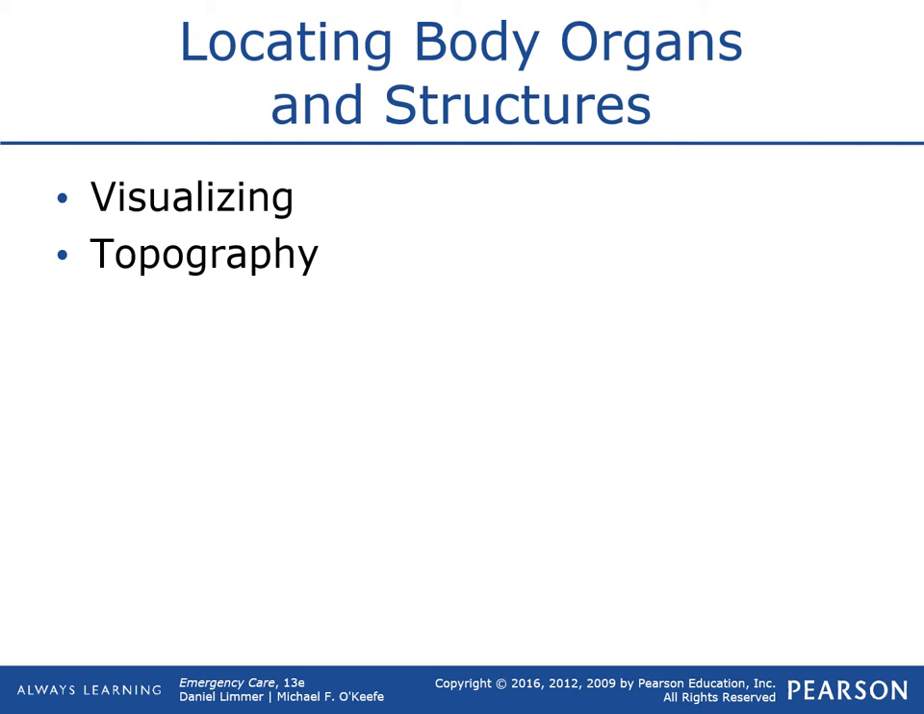And then topography is another way to identify things, which can come from feeling things. If you've ever gone to a doctor's office and they're just doing a checkup on you, a lot of times they'll feel your neck and they're feeling for lymph nodes there, and you feel the topography around that area, which will help you identify where some structures are.